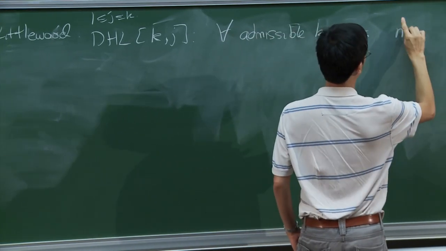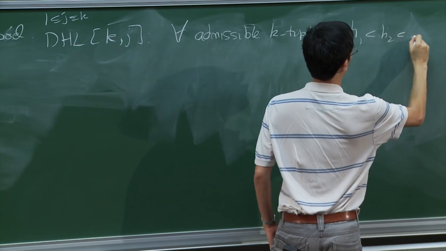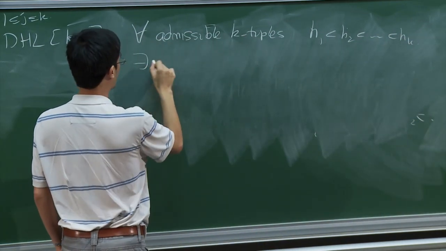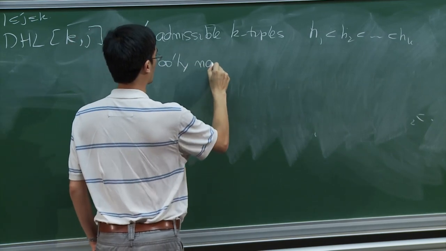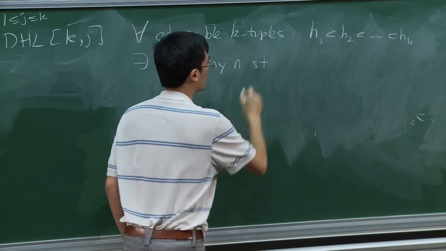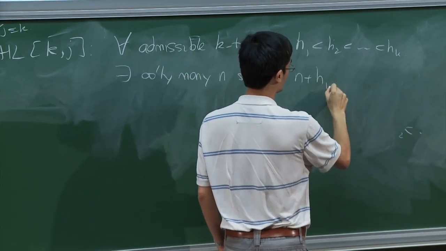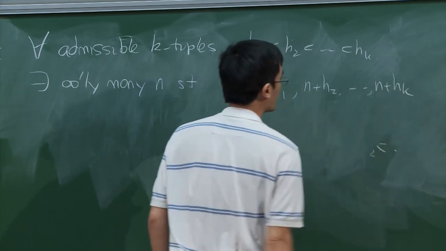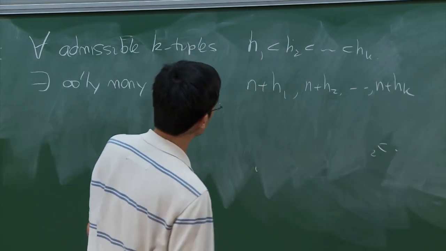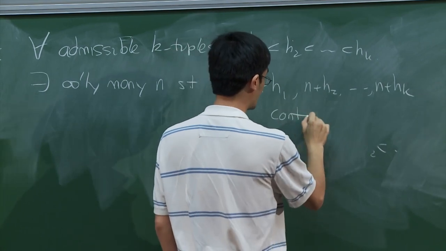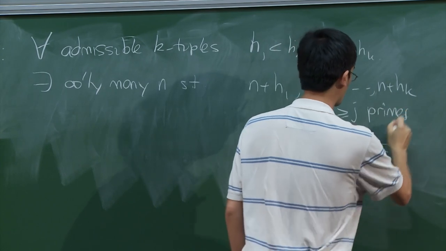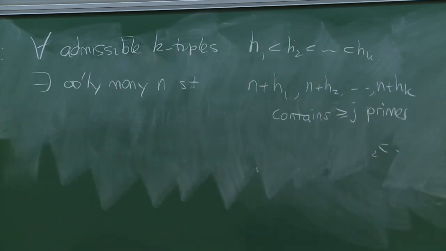given any admissible k-tuple, there exist infinitely many n such that if you look at the shift of this k-tuple by n, this k-tuple contains at least j primes. So given any admissible k-tuple, if you shift it far enough, you can eventually catch at least j primes.